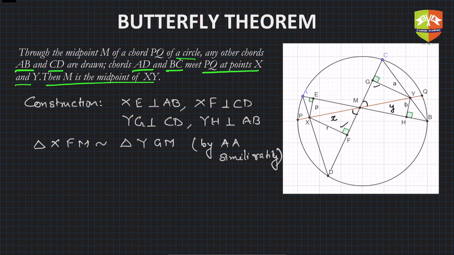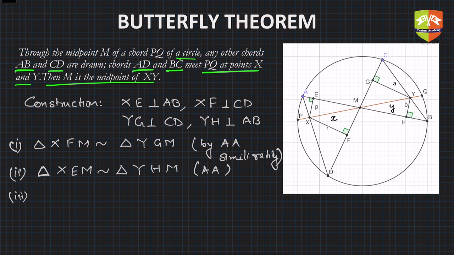Please bear in mind, let me just take away these. Similarly, you can prove point number two: triangle XEM is similar to triangle YHM. Correct? Same logic, AA similarity. I'm not going to explain; you can pause the video and prove it for yourself. Now the third one also.